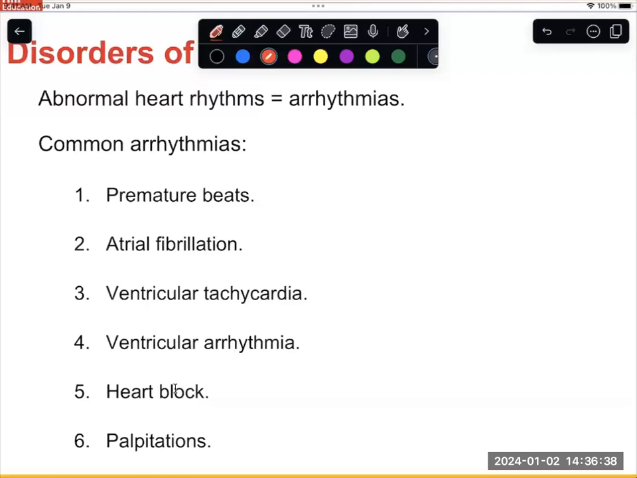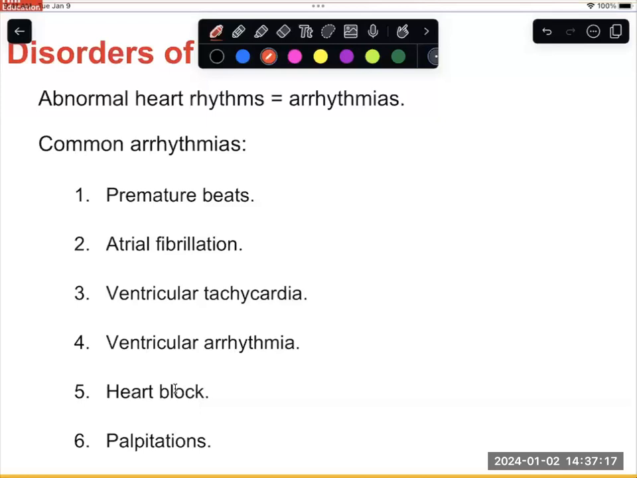Atrial fibrillation occurs when the atria kind of quiver and they don't completely contract, so they don't get rid of all the blood that is in them. This can cause blood to clot and pool in the atrium. Paroxysmal atrial tachycardia is a period of rapid but regular beats. Ventricular tachycardia is a rapid heartbeat that's coming specifically from the ventricles.